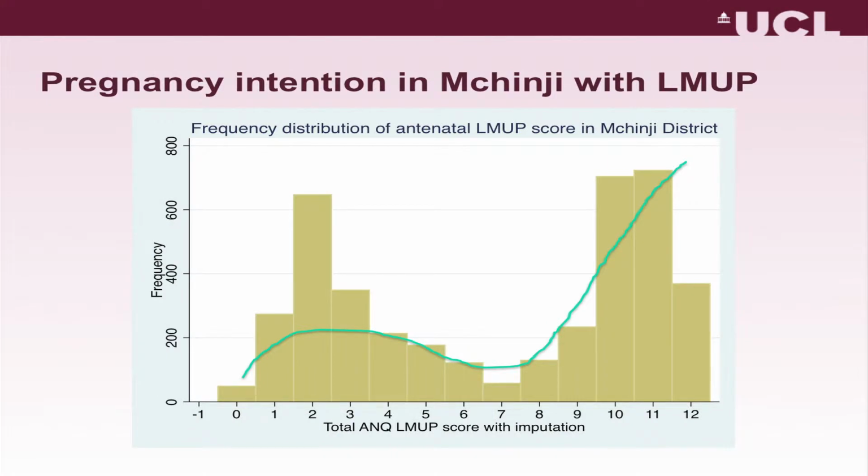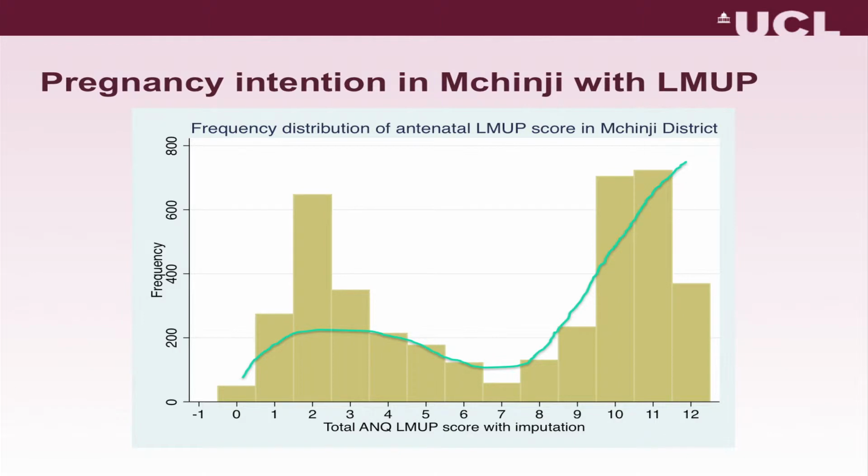I measured pregnancy intention using a psychometrically validated measure, which is the London Measure of Unplanned Pregnancy. So the first thing I did in my research was translate and validate that for use in the local setting. It uses 6 questions and scores the degree of pregnancy intention on a scale from 0 to 12. And this is what I found. So 0 is the most unplanned pregnancy, 12 is the most highly planned pregnancy.